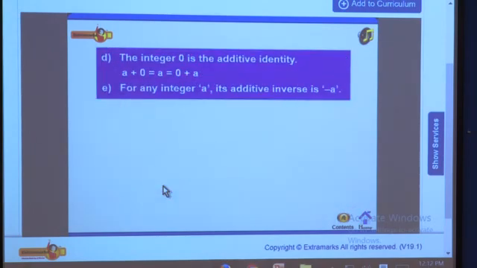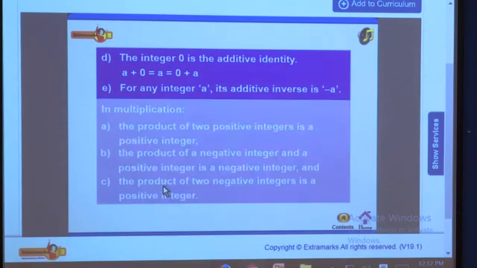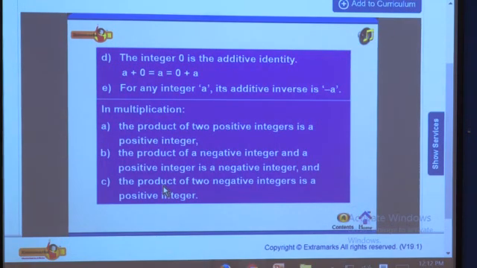The integer 0 is the additive identity. For any integer a, its additive inverse is minus a. In multiplication, the product of 2 positive integers is a positive integer. The product of a negative integer and a positive integer is a negative integer. The product of 2 negative integers is a positive integer.